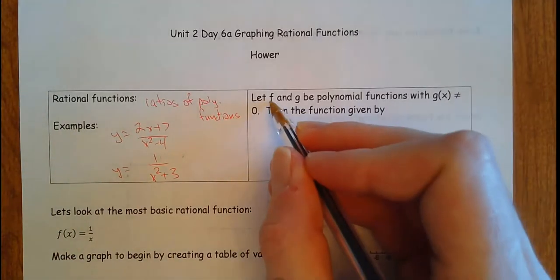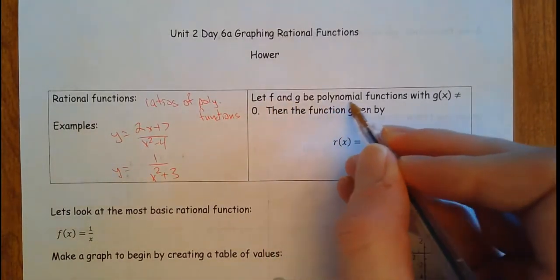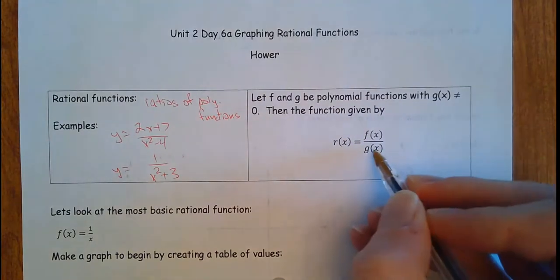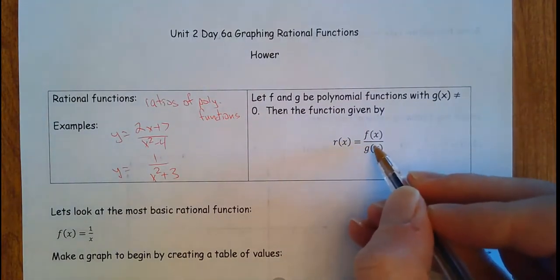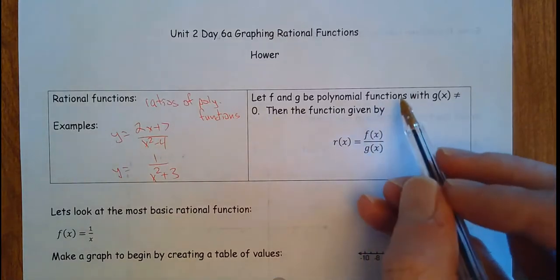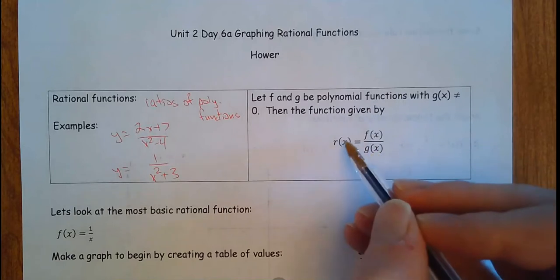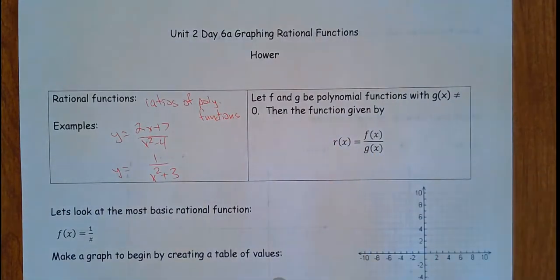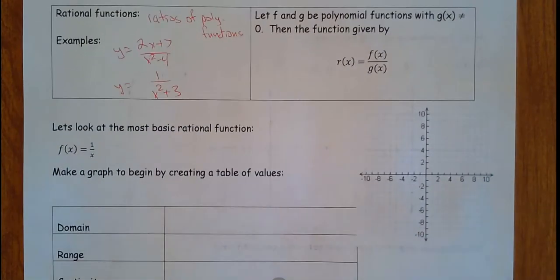So let f and g be polynomial functions where g is not 0. I can't have a 0 on bottom, because if it's 0, then you couldn't divide, and it's not a function. It's not defined. So f on top, g on bottom, that would equal r, the rational function itself. The most basic rational function is 1 over x.